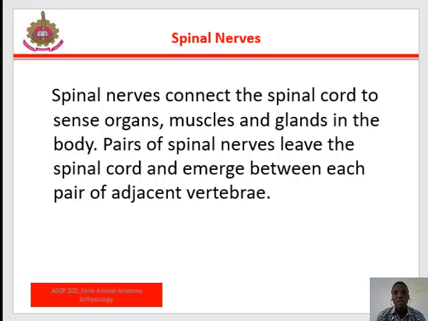Then we have spinal nerves. Spinal nerves connect the spinal cord to sense organs, muscles, and glands in the body. Pairs of spinal nerves leave the spinal cord and emerge between each pair of adjacent vertebrae.